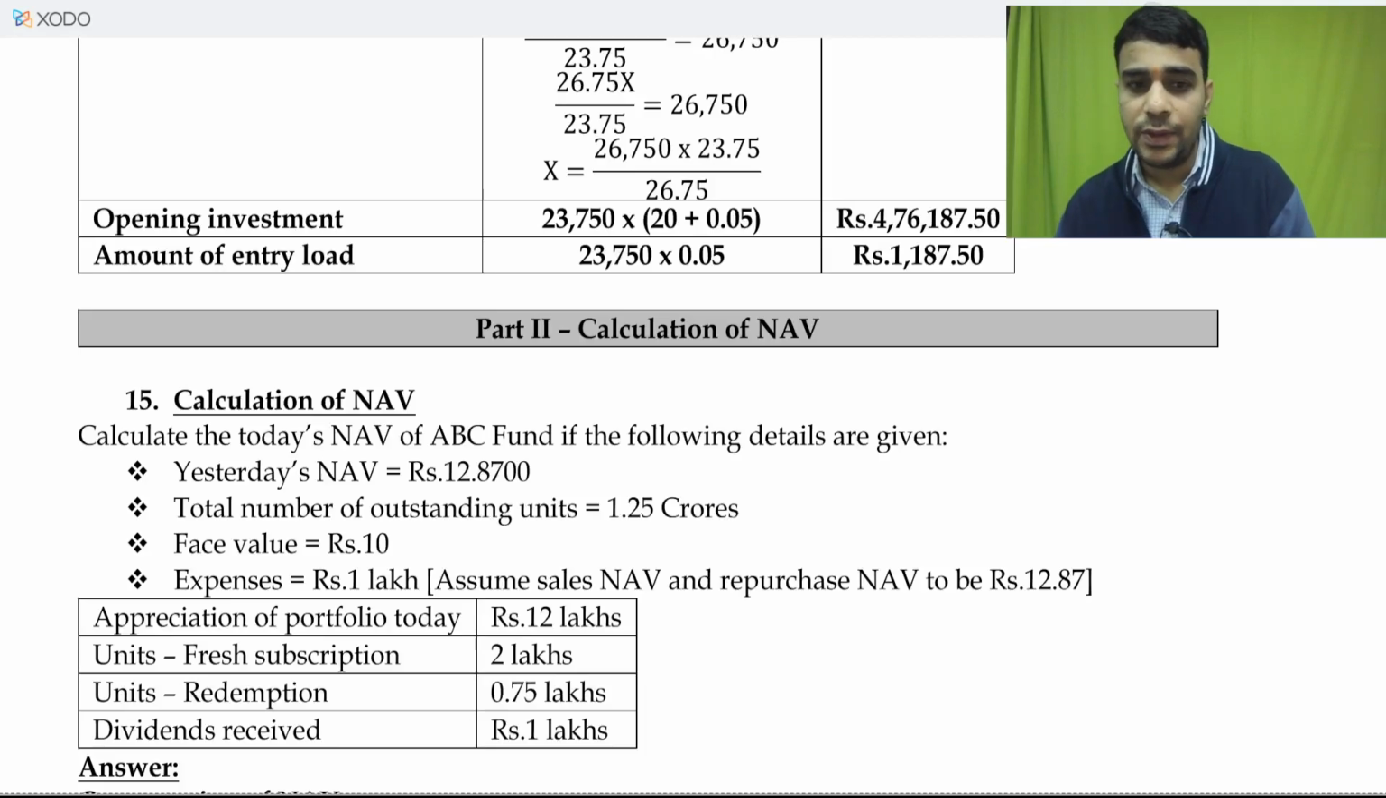So I'll start with yesterday's net worth, add items which are increasing the net worth, deduct items which are going to reduce the net worth, and get the closing net worth. Closing net worth divided by closing units. What is closing units? It is yesterday's units plus any new entry minus any exit.